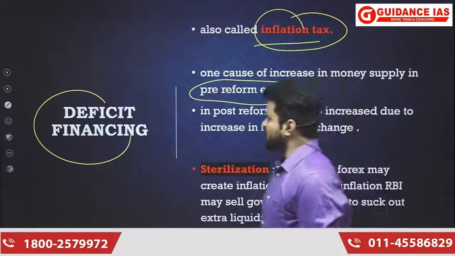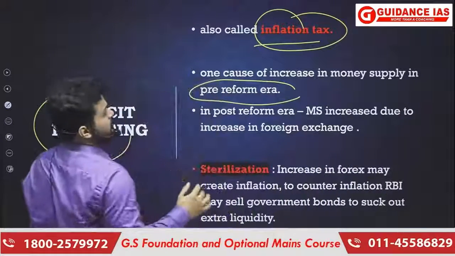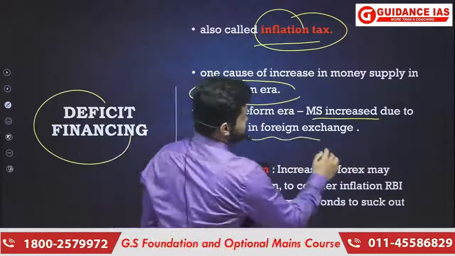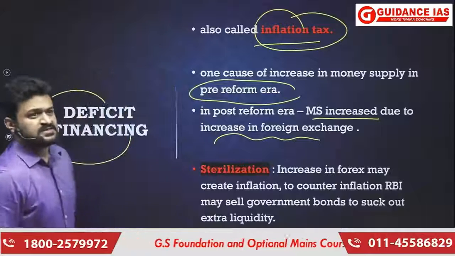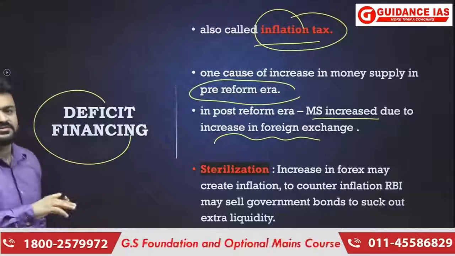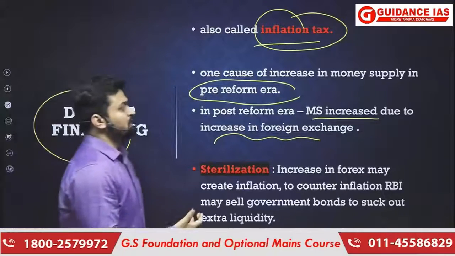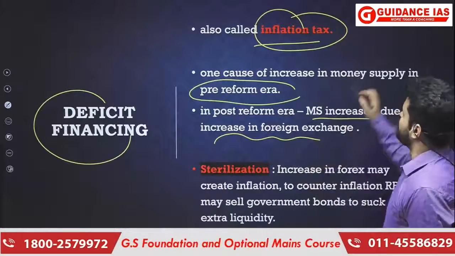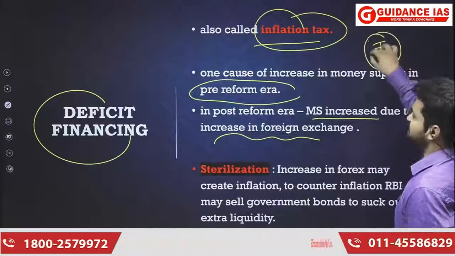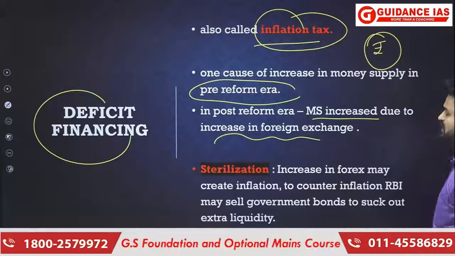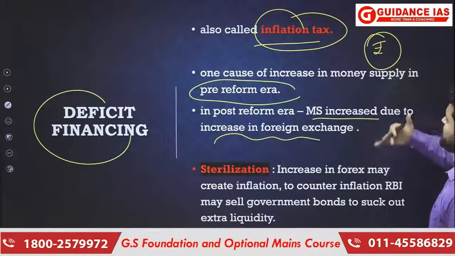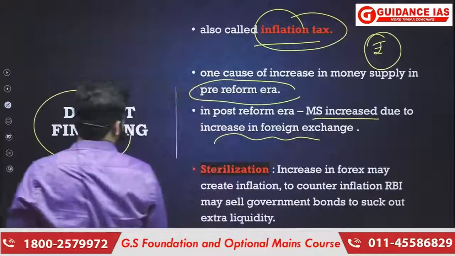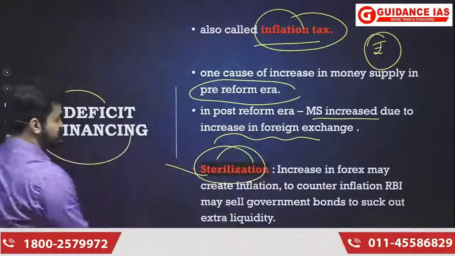Then in the post-reform era, what happened? Money supply increased due to increase in foreign exchange. There was a high inflow of foreign reserves, and that increased the money supply in the economy. That is why the central bank needed to suck out extra liquidity from the market, and that is called sterilization, which was needed here.